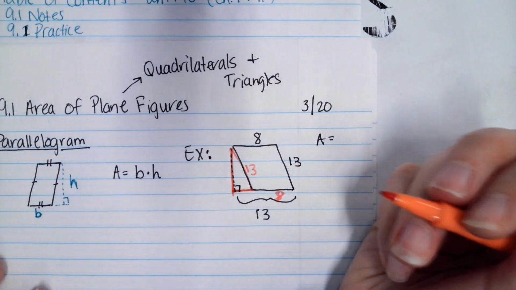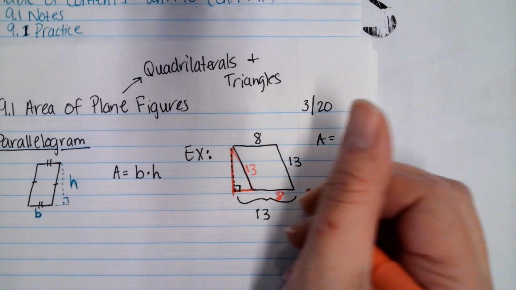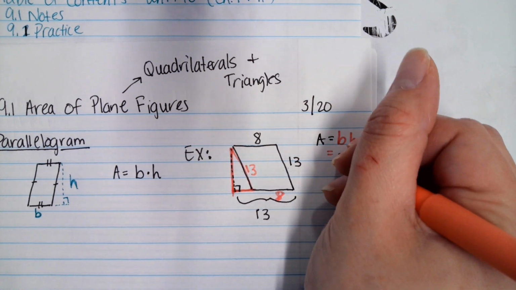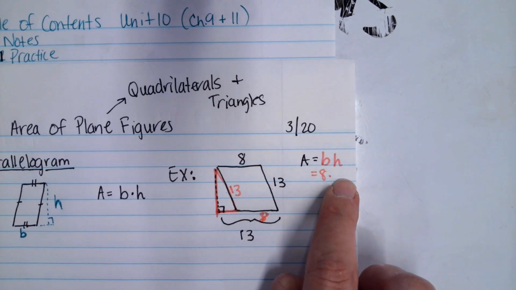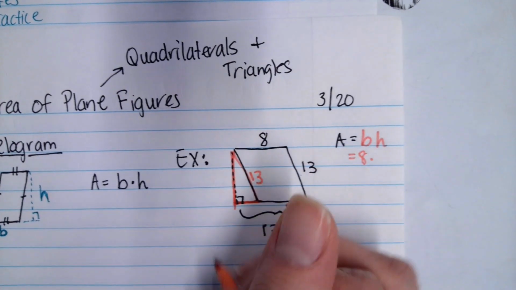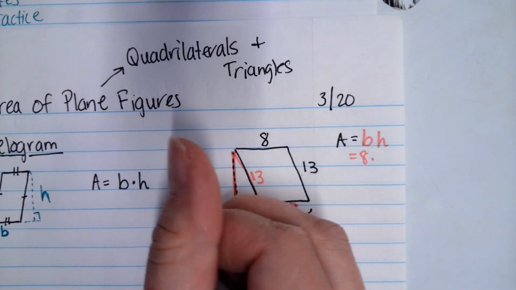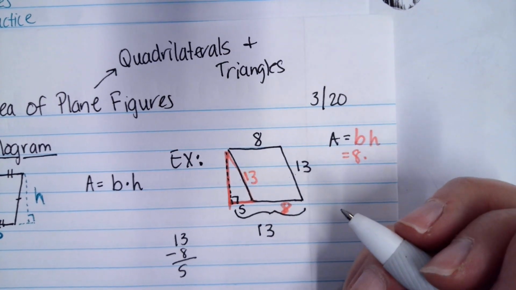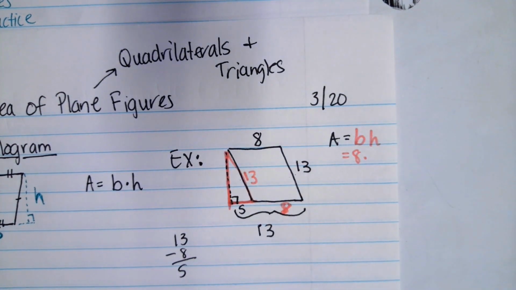A Pythagorean problem. Very good. Okay, so I got to find the bottom chunk that I don't need. I know that my formula is base times height, so I know my area is going to be 8 times something. I got to figure out what that height is. So how do I do that? 13 minus 8 gets me 5. Well, I'll be darned. That is a Pythagorean triplet, so it should work out really, really nicely.